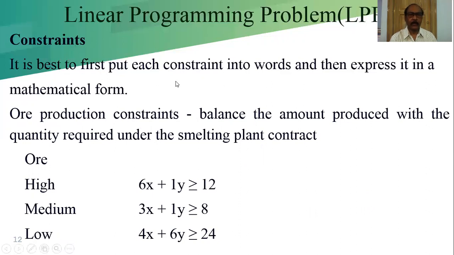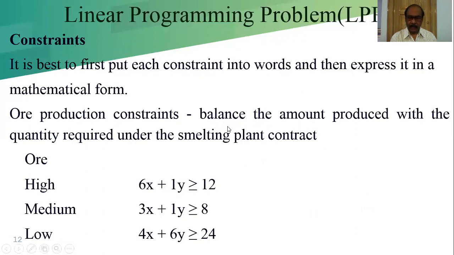It is best to use the constraint in words that is already there. Ore production constraint. Since the constraint is related to the ore production, there are high, medium and low grades. Balance the amount produced with the quantity required under the melting plant contract. From the previous table, I already explained 6x plus 1y.